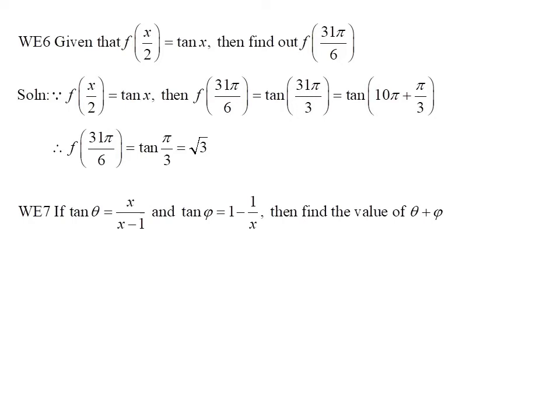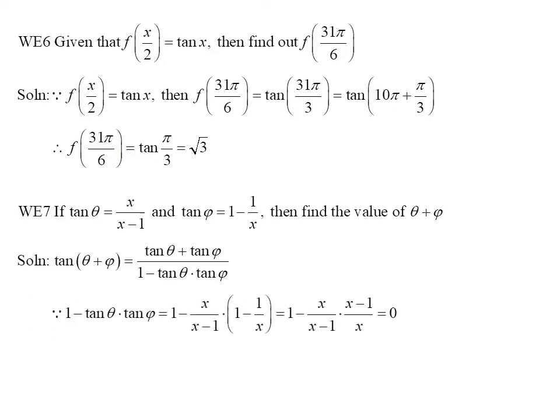The given criteria in example 7 are tangent theta equals x over x minus 1 and tangent phi equals 1 minus 1 over x. The question is to evaluate theta plus phi. Let's recall the addition formula for the tangent function. Tangent of theta plus phi equals the ratio of tangent theta plus tangent phi, over 1 minus tangent theta times tangent phi.